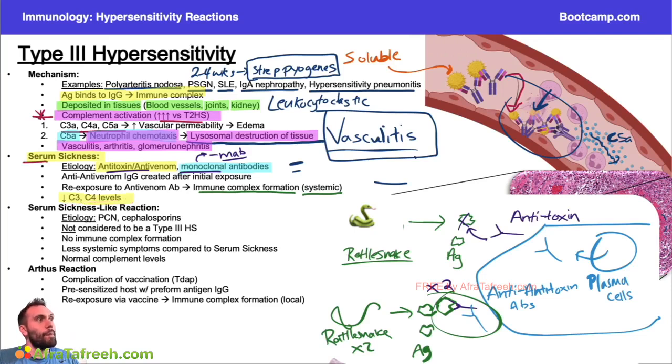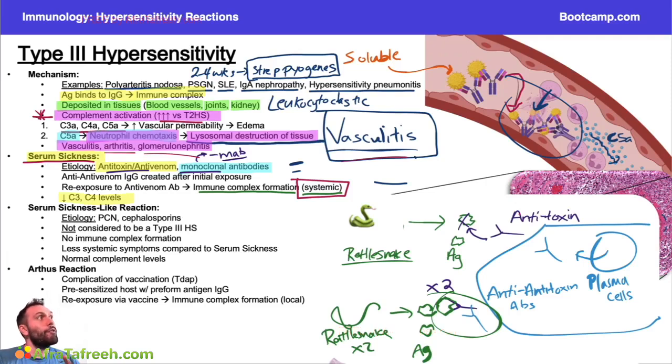Now, of course, you might be saying, well, what am I going to look for on pathology, for example, if I have a patient with serum sickness? Well, we already talked about it. You're going to look for vasculitis. You're going to look for arthritis, glomerulonephritis. You're going to look for tissues generally that have immune complex formation that are getting damaged, some kind of inflammation. And a lot of times this could be systemic because these antibodies are traveling everywhere in the bloodstream, depositing everywhere.